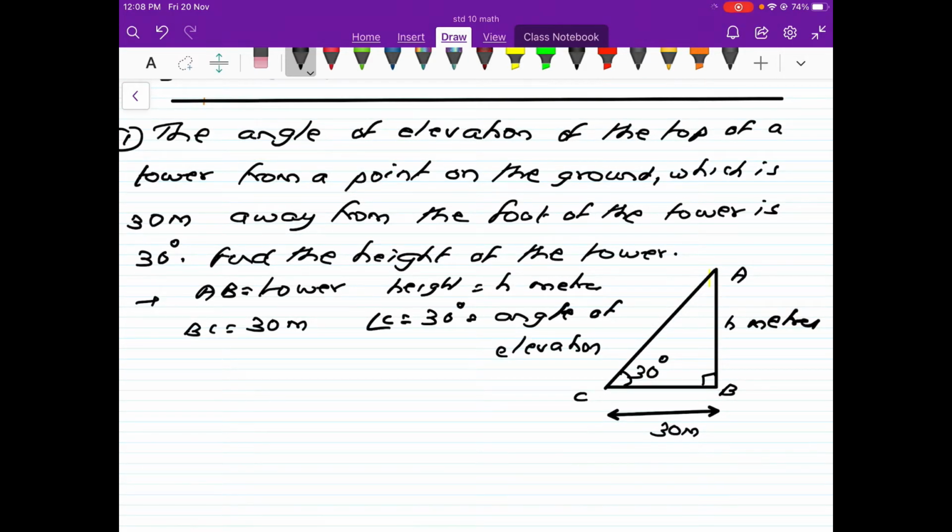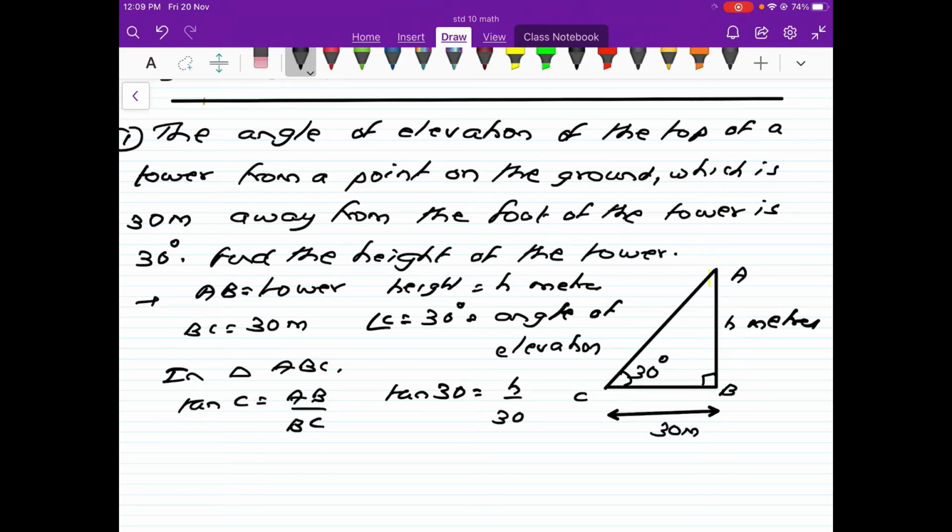Now what we want to find is tan. The angle is given, the adjacent side is given, we want to find AB. So in triangle ABC, I will say tan theta, or tan C. Theta is C here, but we can just say tan C is equal to opposite upon adjacent. So the angle is given as 30 degrees, tan 30 is equal to AB, we don't know, but this we know as 30.